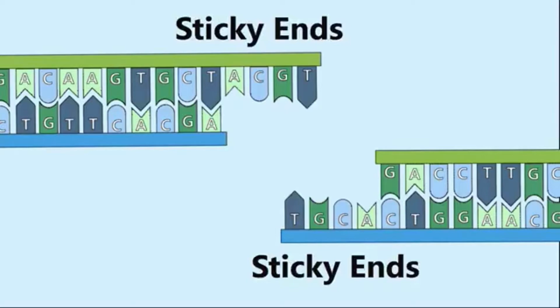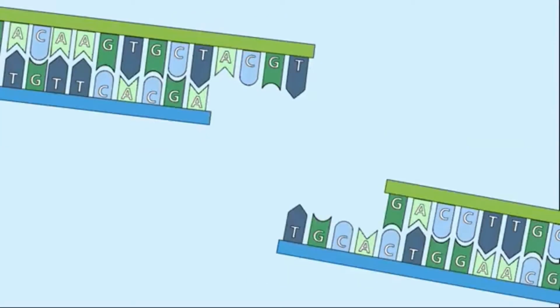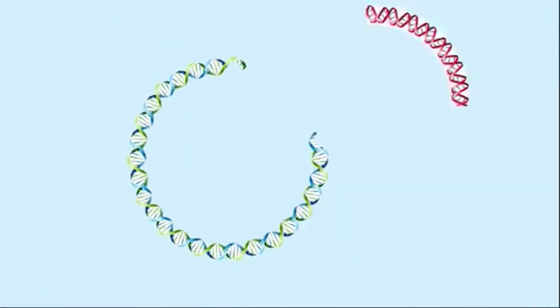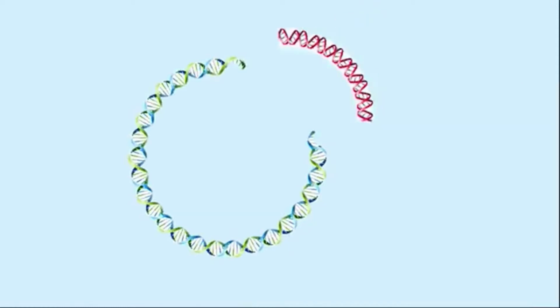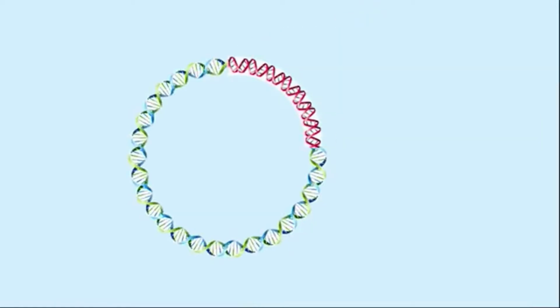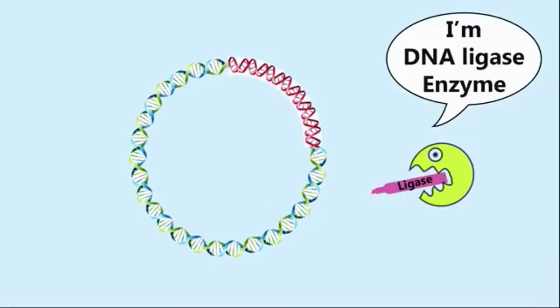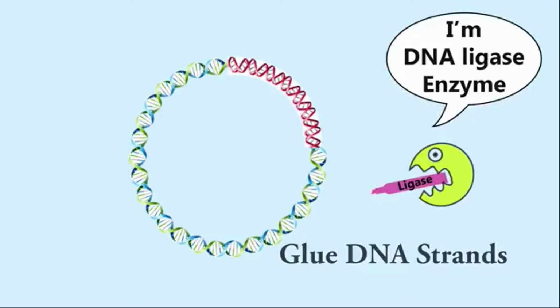When both the plasmid and the DNA fragment are cut into a certain shape by the restriction enzyme, here comes the job of the ligase in the fourth step of recombinant DNA. A ligase is an enzyme that acts like glue, and it's used to join the two pieces so they could form the new recombinant DNA.